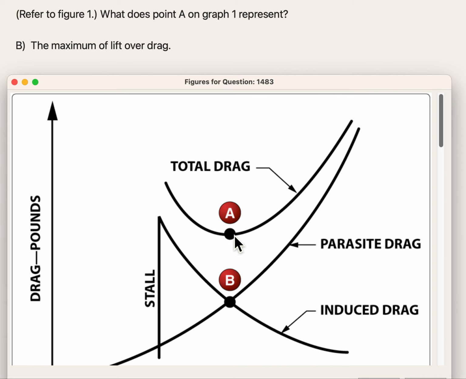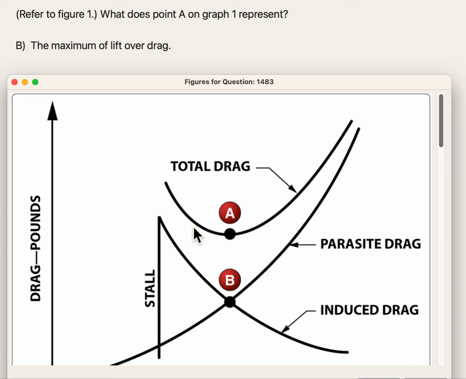So the graph in figure 1 shows typical drag equations for parasite drag, induced drag, and the combination of the two. At point A, we have the minimum total drag, and it occurs at L/D max, so maximum lift over drag max. Any increase or decrease in airspeed from point A results in an increase in total drag. So total drag will go up, at or below that, or above it.